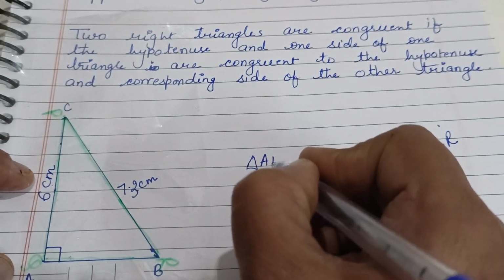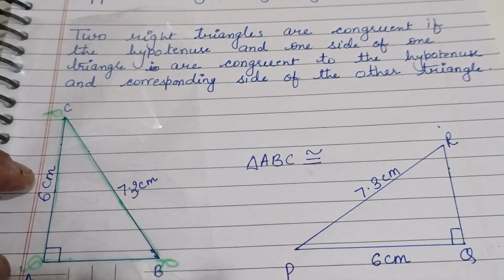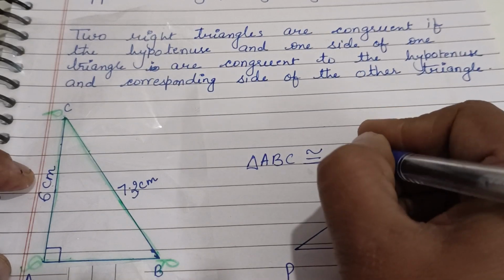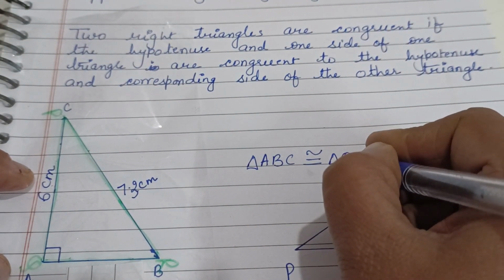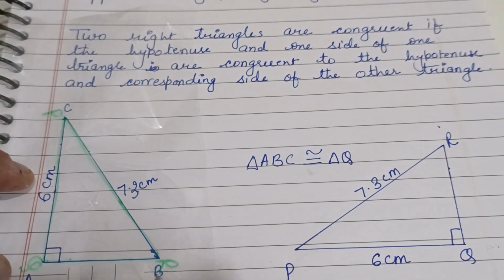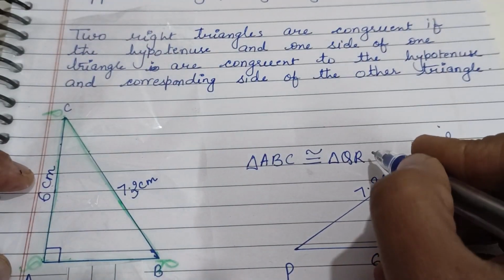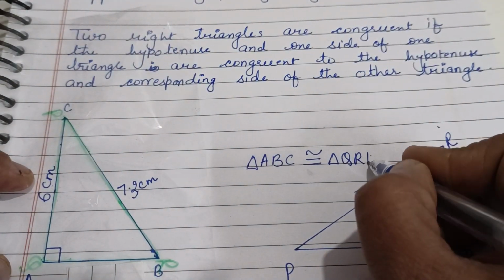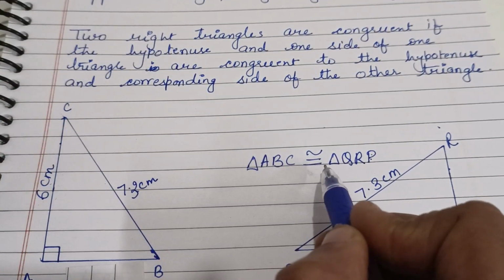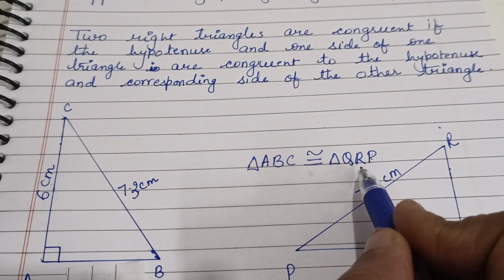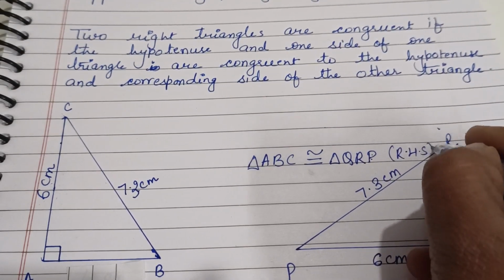From here only I can write down the congruence relation. Triangle ABC is congruent to triangle... Now with A, what is congruent? Q. So with B, what is congruent? R. And with C, what is the congruent vertex? That is P. So I can say that triangle ABC is congruent to triangle QRP by RHS.